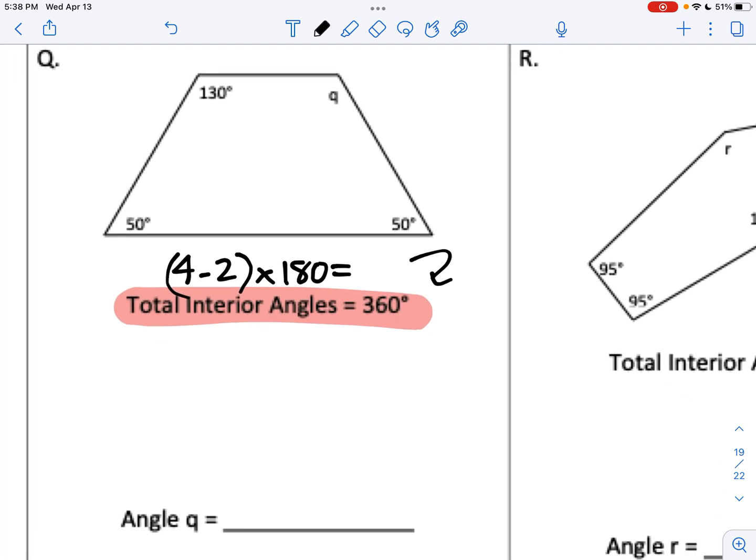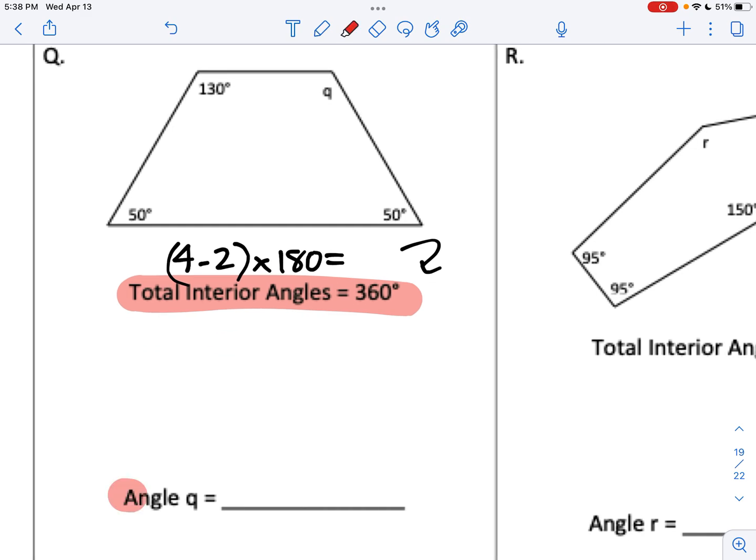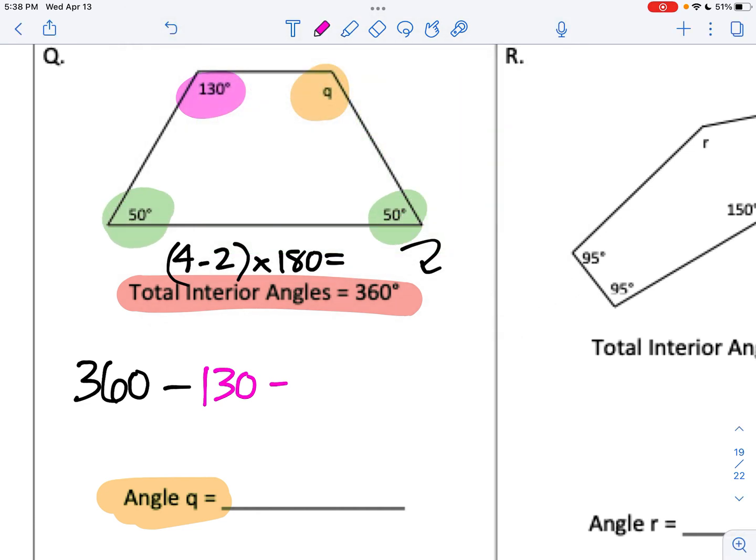Then the next thing we need to do is figure out what angle Q is. All right, let me grab a different color. We're going to find angle Q. Angle Q is this one right here. I know that the total is 360. So then I'm just going to start subtracting the ones I know. This one on the top left is 130. Minus in the bottom left-hand corner is 50, and the other one is 50 as well, so I'm going to minus 50 twice. And the answer will go right down there.